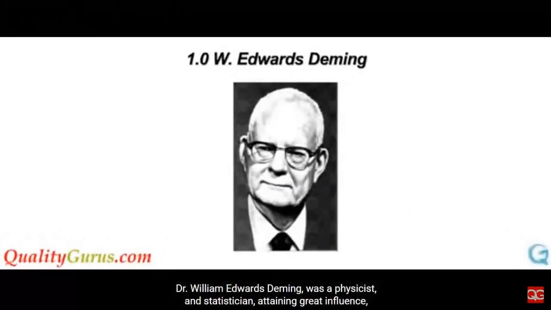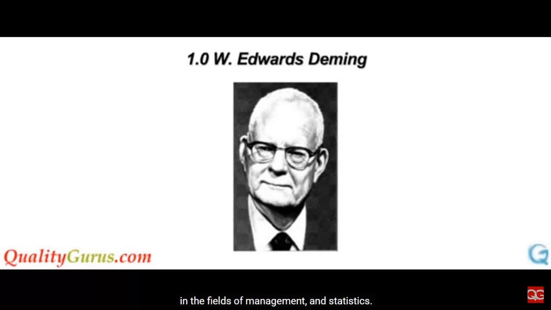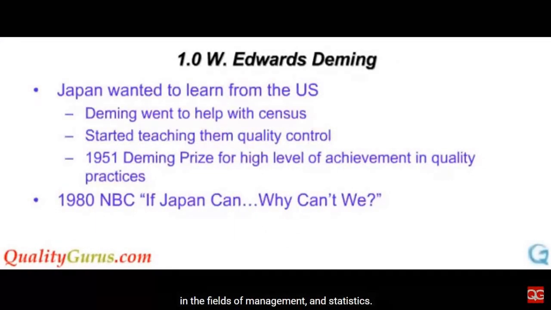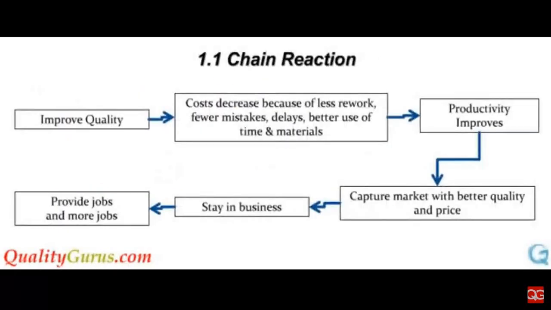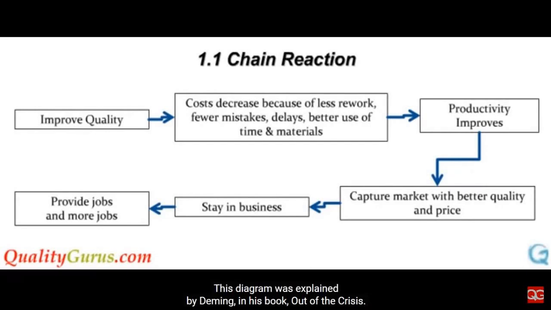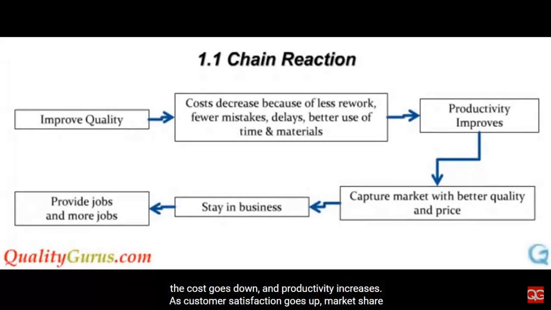Dr. William Edwards Deming was a physicist and statistician, attaining great influence in the fields of management and statistics. Deming began working in Japan in 1950 and was instrumental in building the Japanese industry into an economic world power. This diagram was explained by Deming in his book, Out of the Crisis. Here is how it works. If you focus on quality and improve the quality, rework is reduced, the cost goes down, and productivity increases. As customer satisfaction goes up, market share increases, and the profits go up. That results in increased market share and helps companies to stay in business and provide employment.